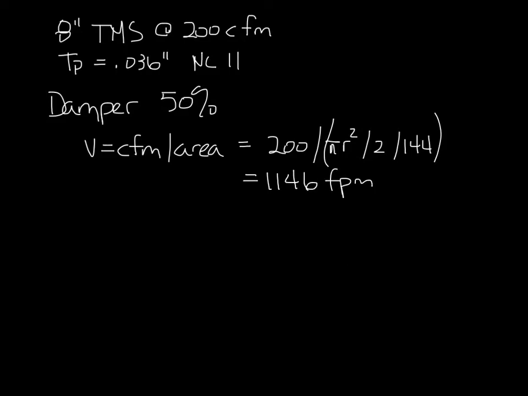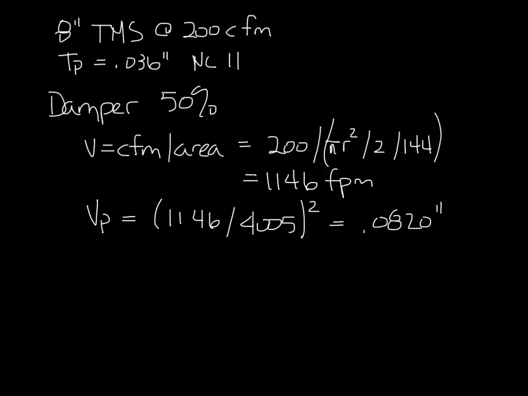With that, we can calculate the velocity pressure, which is 1146 feet per minute divided by 4005, and take that and square it, and you come up with 0.0820. So our velocity pressure with the damper closed off halfway is 0.0820 inches.